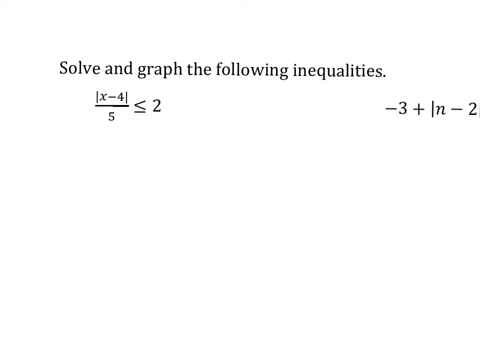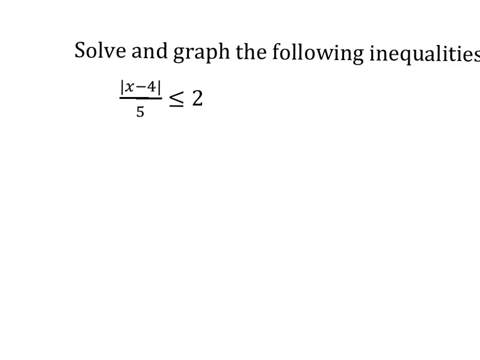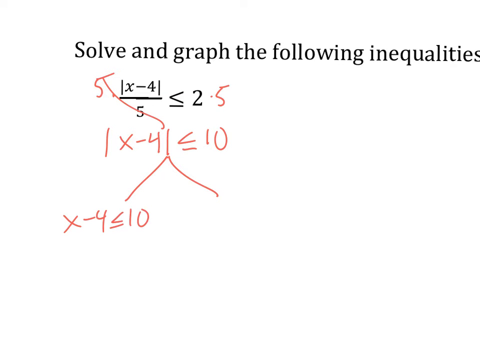Now these ones, we first are going to have to isolate our absolute value before we can split it. So this first one, we have the absolute value of x minus 4 being divided by 5. So we want to multiply by 5 on both sides in order to cancel out that division by 5, and we'll end up with the absolute value of x minus 4 is less than or equal to 10. Now that our absolute value is isolated, we can split it into two inequalities. So we'll end up with x minus 4 is less than or equal to 10, and x minus 4 is greater than or equal to negative 10.